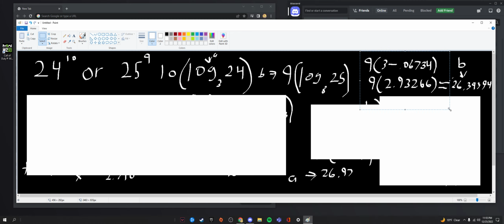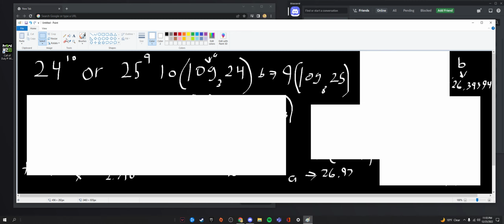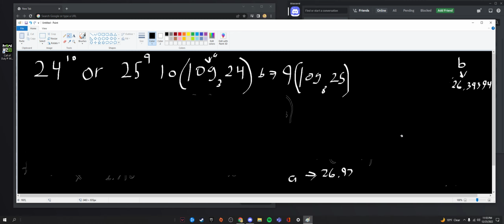Wow. Let me paint everything black real quick. Okay, it's a little messy, but it'll suffice.